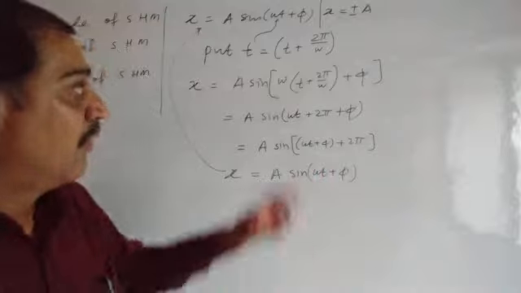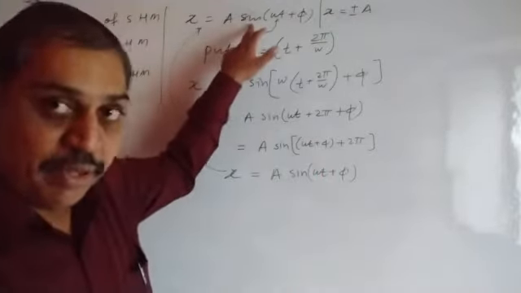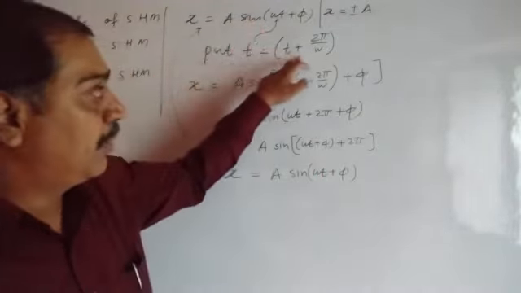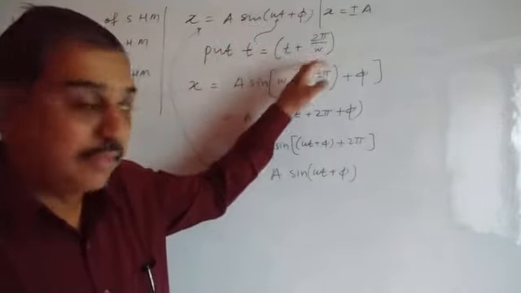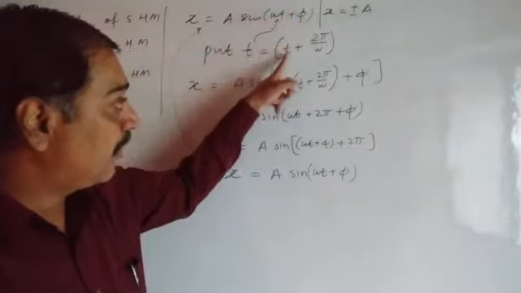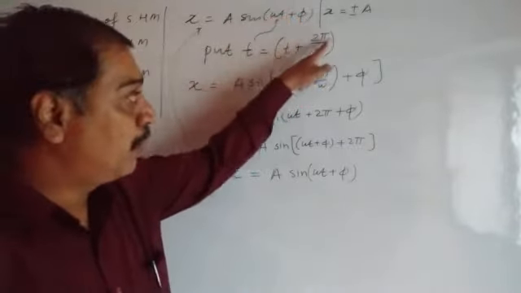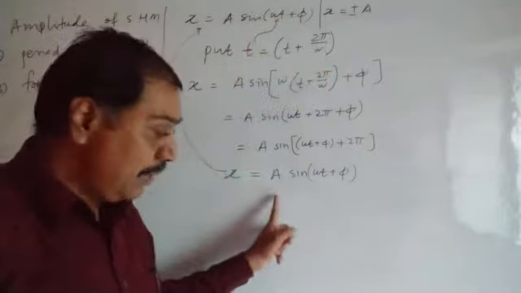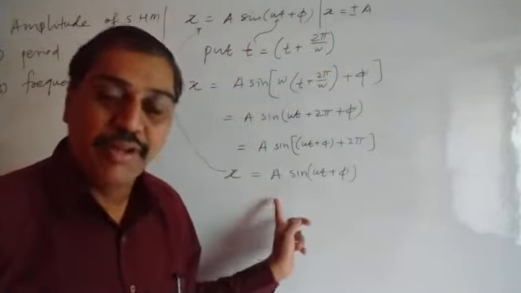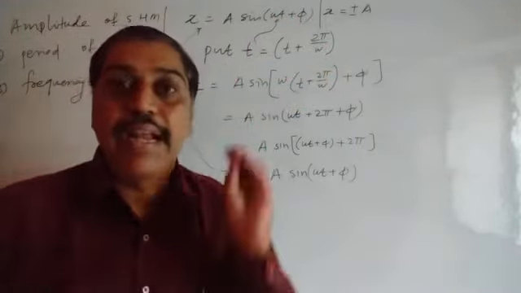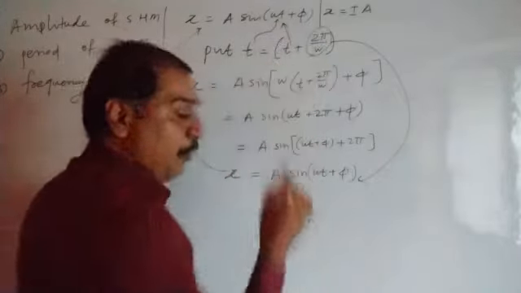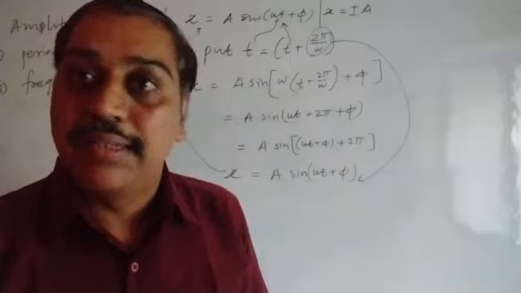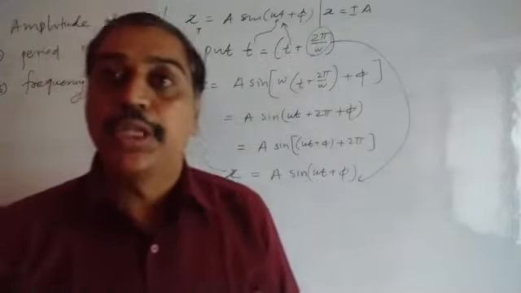What does it mean? The initial equation is this, and after that we put t equal to t plus 2 pi by omega, meaning some time t is already here. This is the equation for time t. After this much time, 2 pi by omega, the equation remains the same. The equation remains the same means what? Motion repeats itself. So this 2 pi by omega is the time after which motion repeats.